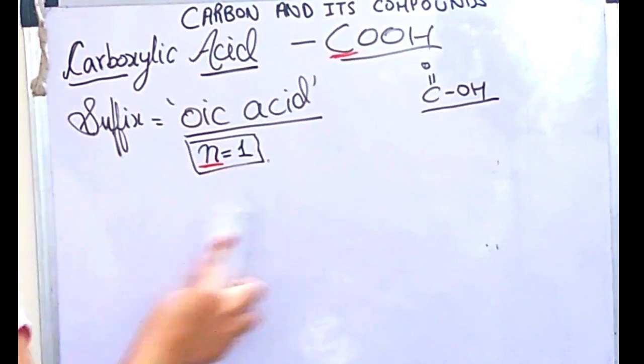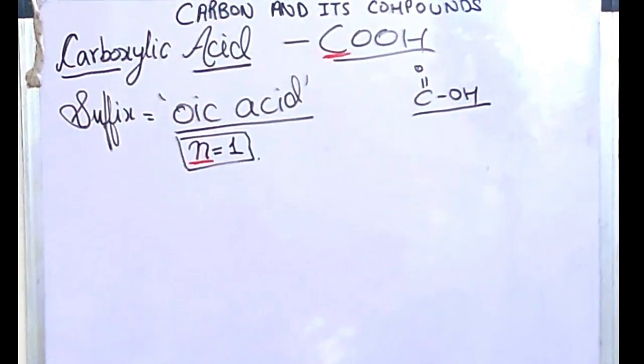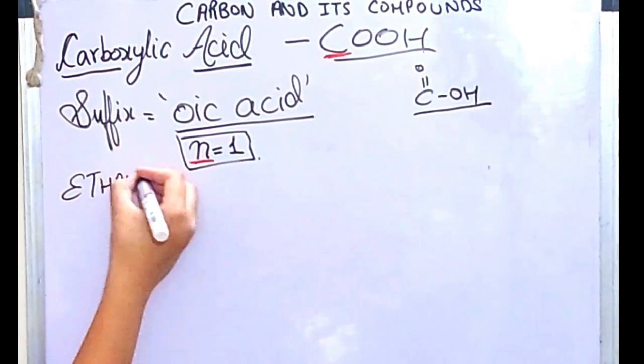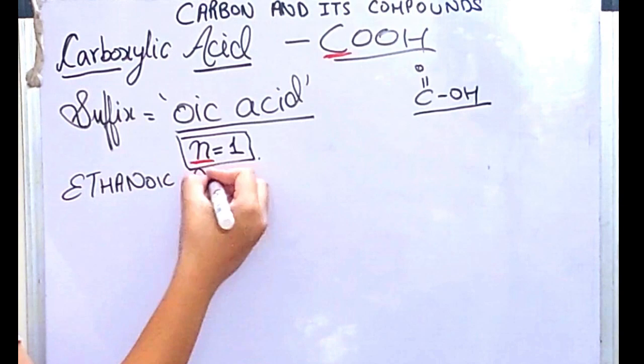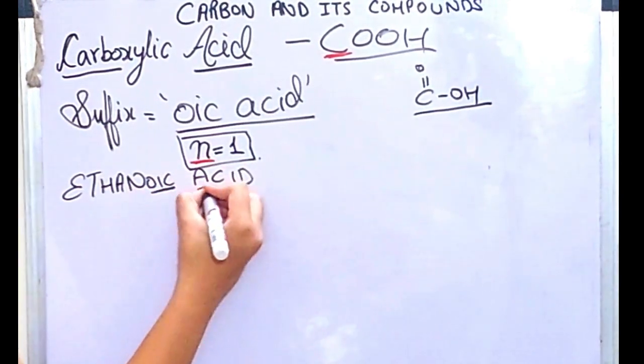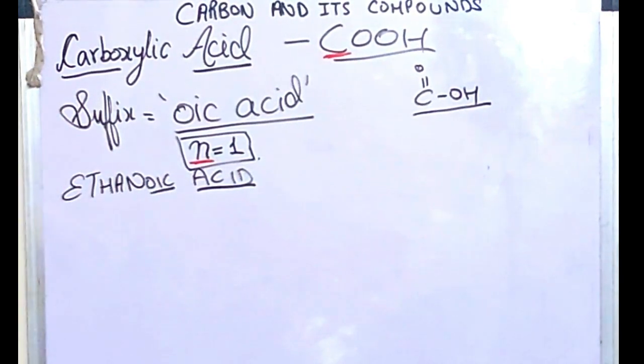Now we'll take few examples of it. Like, let's play a game kind of thing. Can you tell me how to draw ethanoic acid? For your easiness. Oic acid marks कर दिया, इससे suffix पता चल जाएगा.